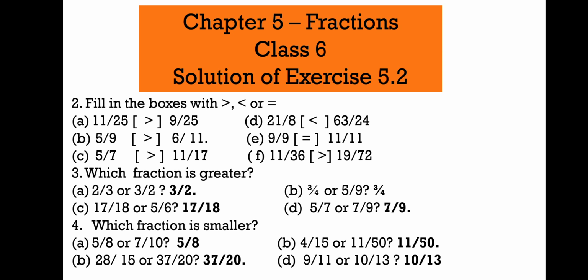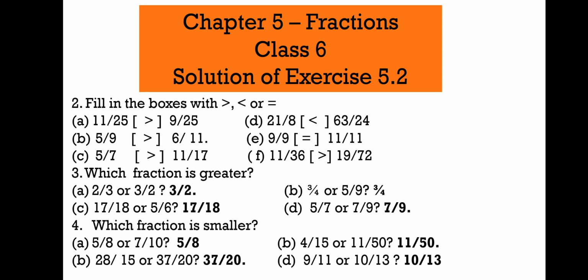5 upon 7 or 7 upon 9? It is 7 upon 9. 5 upon 7 gives you 7 7s are 49, and 7 upon 9 gives you 9 5s are 45. So 7 upon 9 is greater, correct.